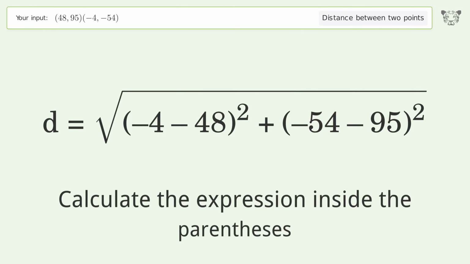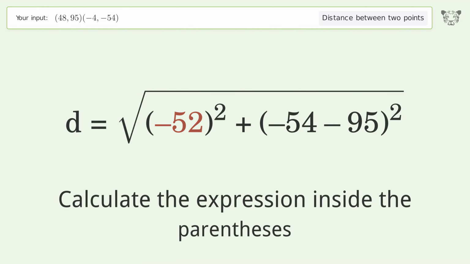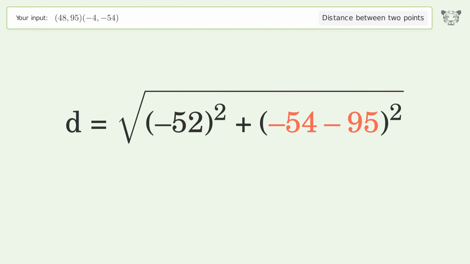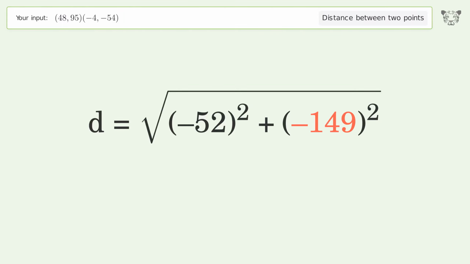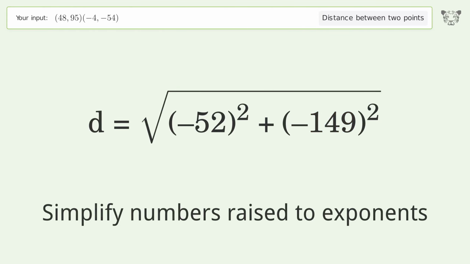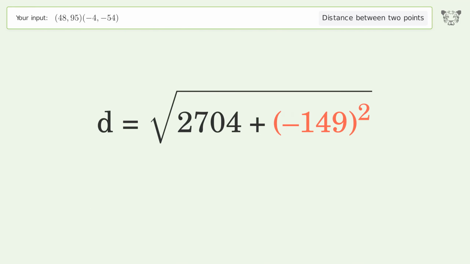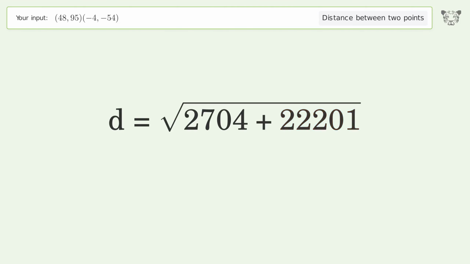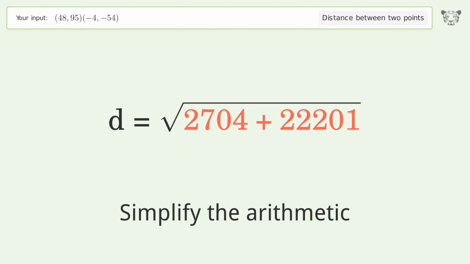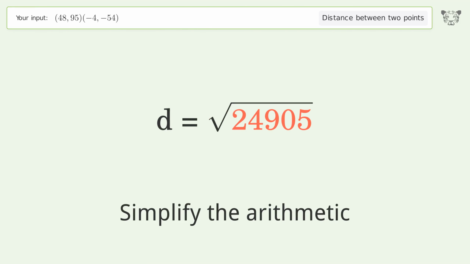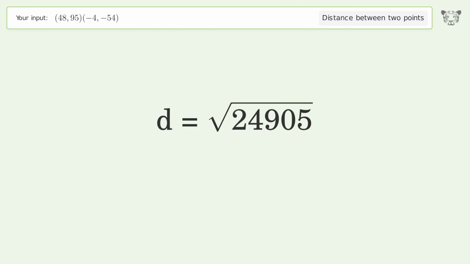Calculate the expression inside the parentheses. Simplify numbers raised to exponents. Simplify the arithmetic. And so the distance between the 2 points is the square root of 24,905 or 157.813.